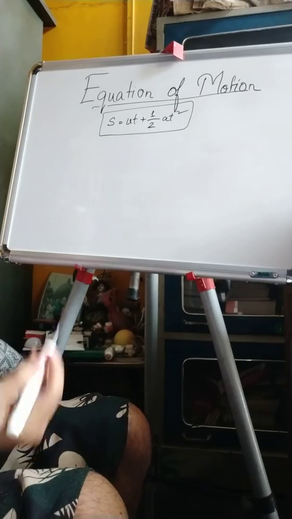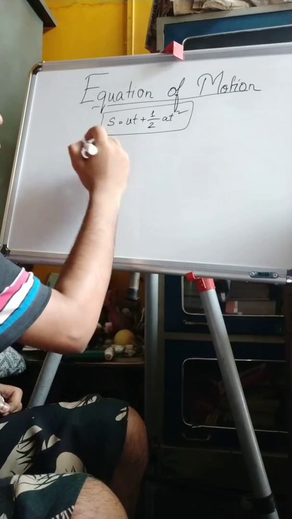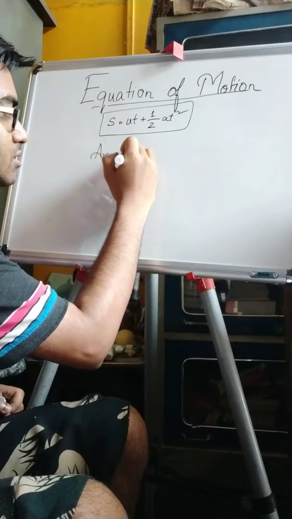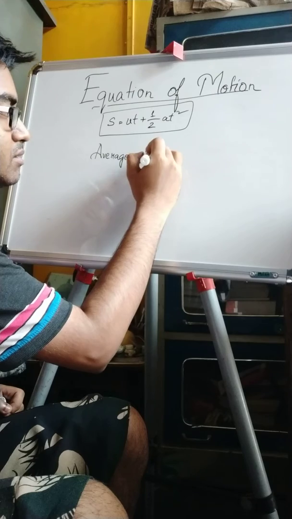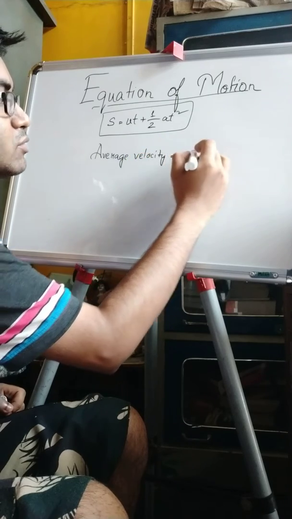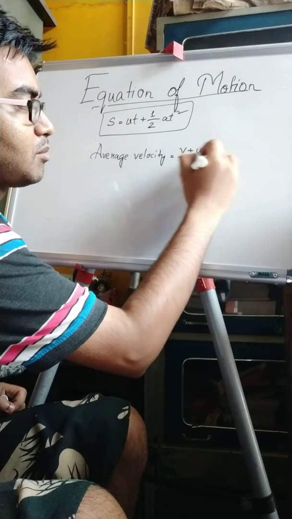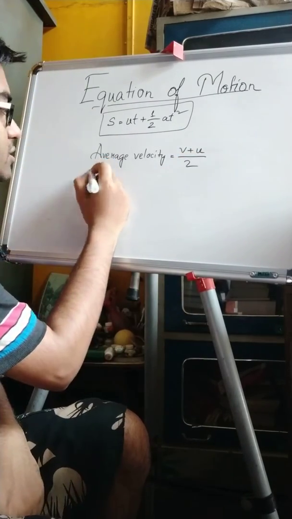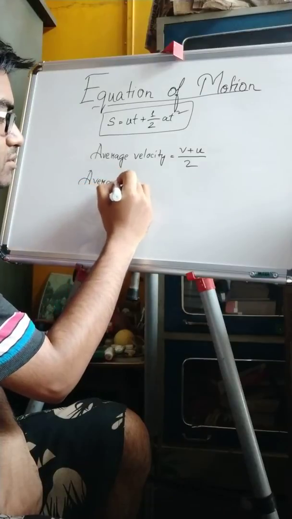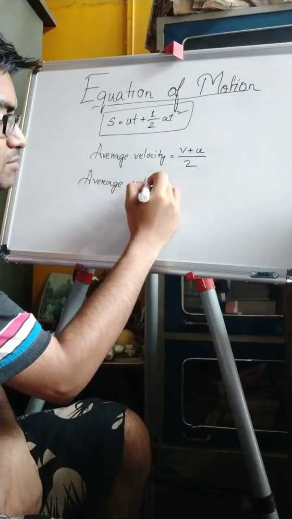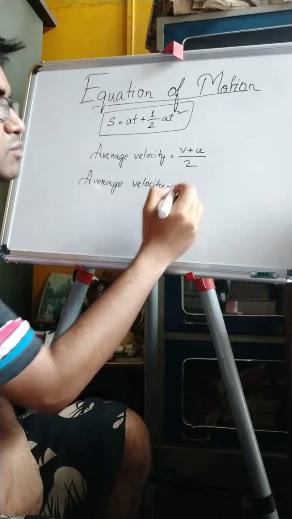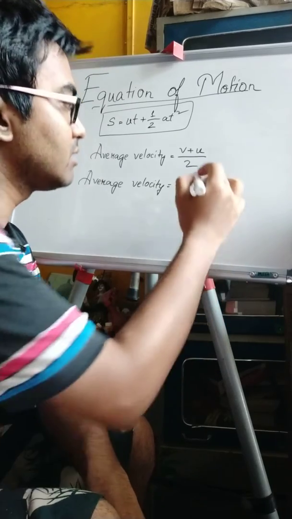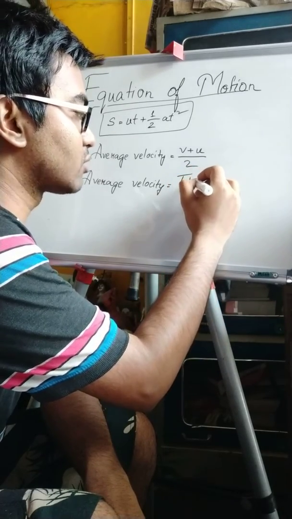For this, first of all, we know that, as I told you, average velocity is equal to v plus u by 2, right? Also, we know that average velocity is equal to total distance traveled by total time taken, or total displacement by total time, whatever we say.